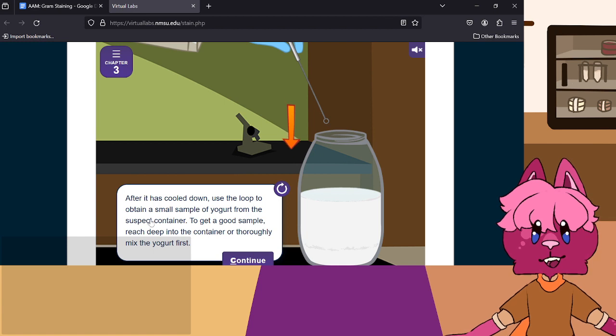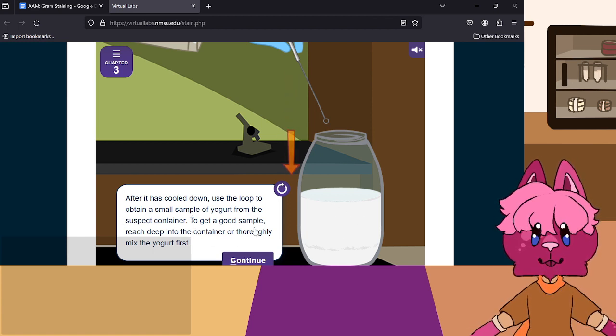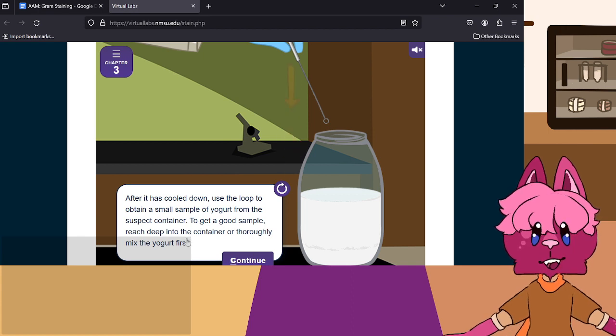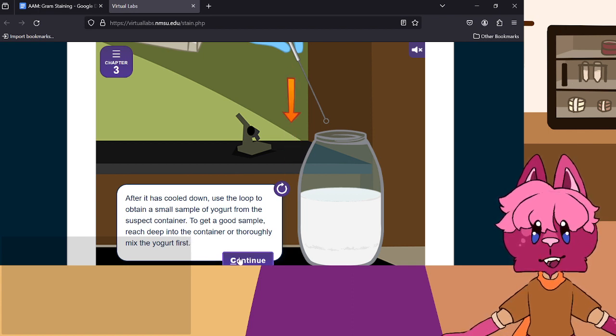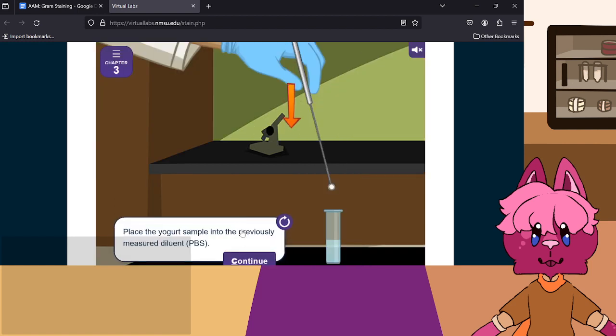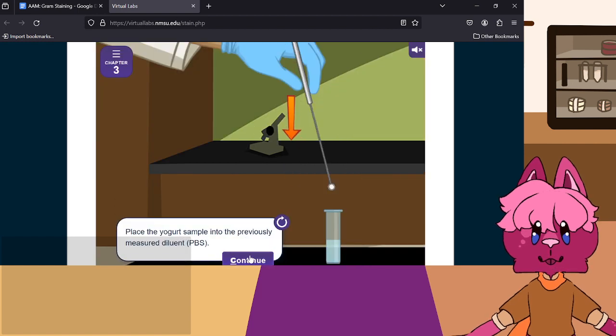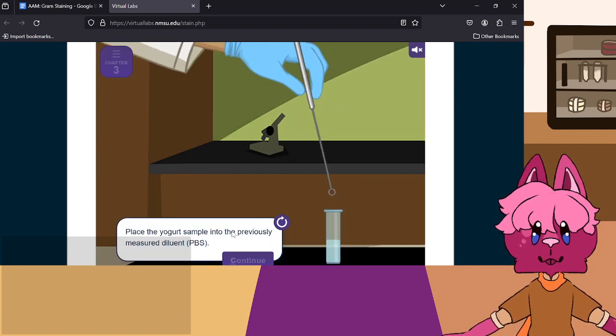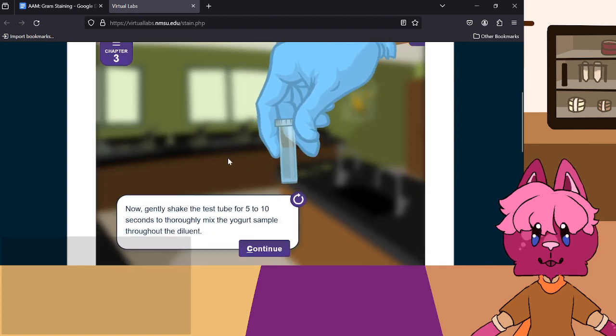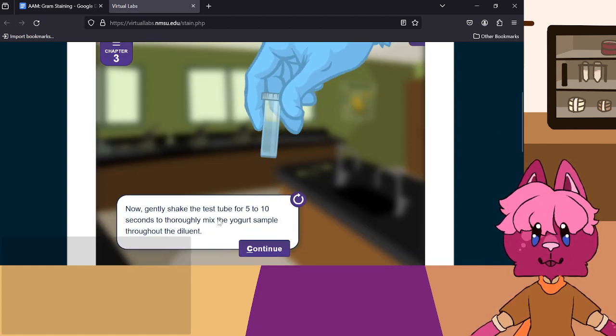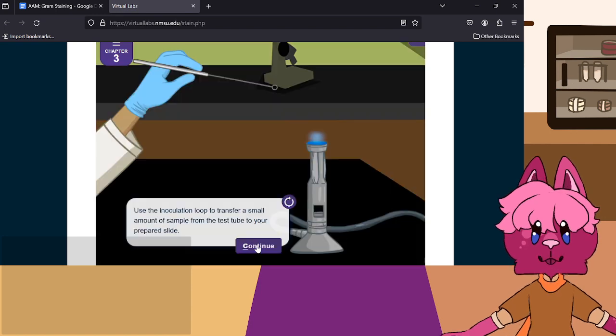After it is cooled down, use the loop to obtain a small sample of yogurt from the suspect container. Lovely. To get a good sample, reach deep into the container or thoroughly mix the yogurt first. Place the yogurt sample into the previously measured diluent. Now gently shake the test tube for 5 to 10 seconds to thoroughly mix the yogurt sample through the diluent.